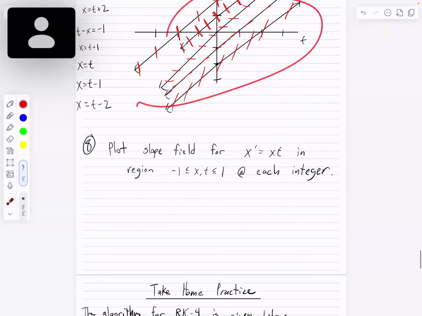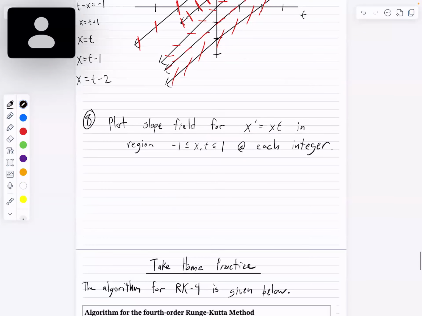All right, let's do another slope field. Plot the slope field for x prime equals x times t in the following region. And so there's just going to be 3 points, so just the integer points. So this is the level of being able to do a slope field that I would ask you to do on an exam, to actually brute force it. So there's just going to be 9 points that you have to graph.